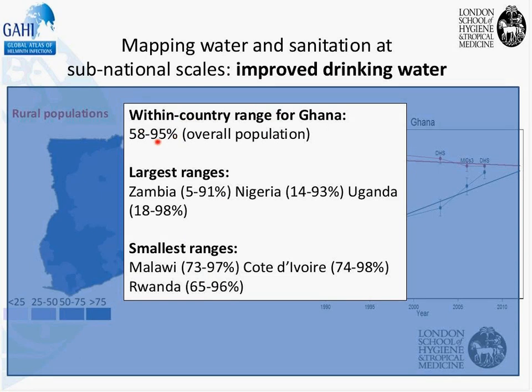And if we look at this across the continent, the within country range, so the average per district accessing water varies from 58 to 95, which is pretty striking, but in some other countries this variation is much greater. So if you look at Nigeria, the lowest covered district is only 14%, whereas the highest coverage district is 93%. So this shows there's huge amounts of inequality within the countries.